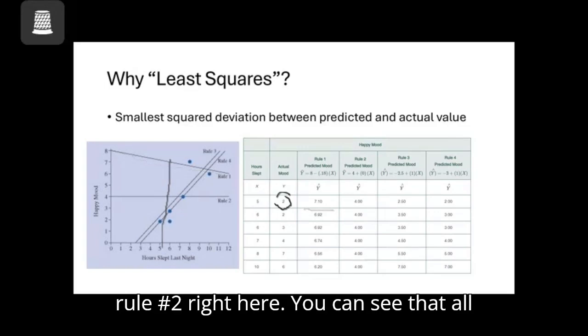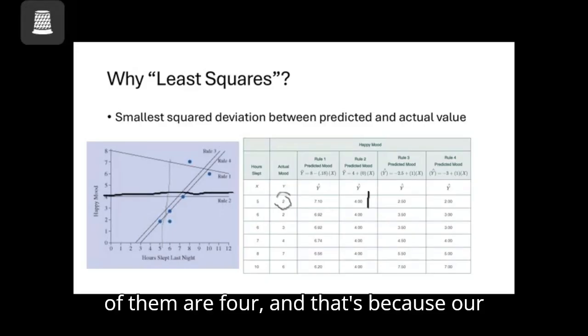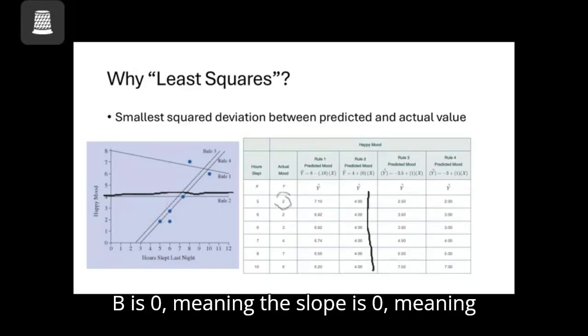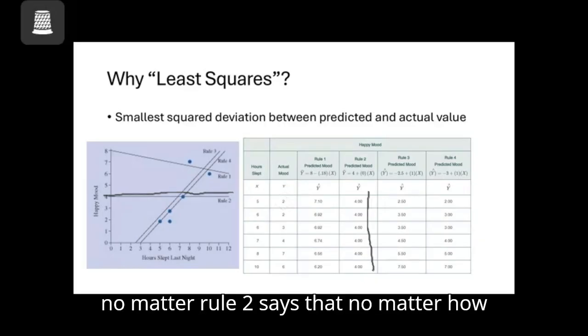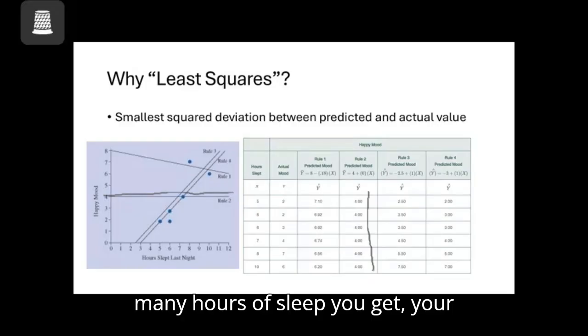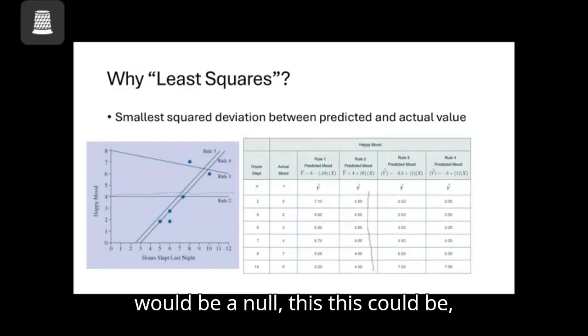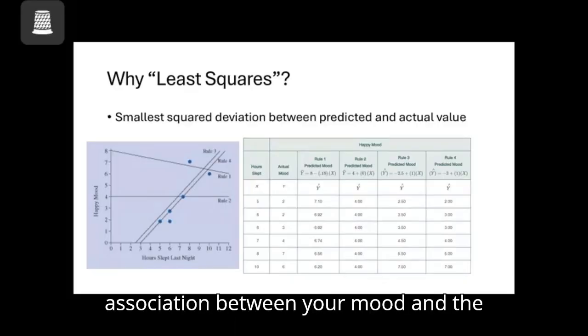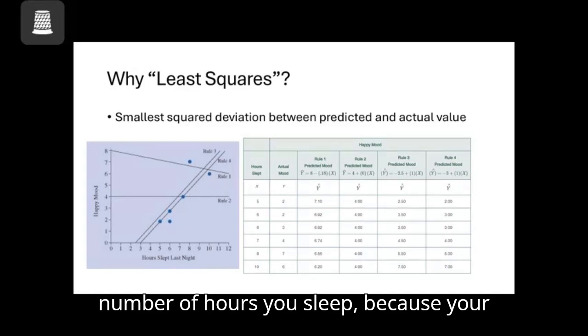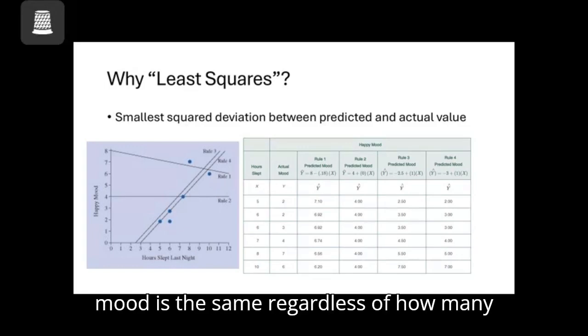For rule number 2, right here, you can see that all of them are 4. And that's because our B is 0, meaning the slope is 0, meaning it's a straight line. So rule 2 says that no matter how many hours of sleep you get, your mood is going to be a 4. This would be a null. This is basically a null hypothesis, saying that there is no actual association between your mood and the number of hours you sleep, because your mood is the same regardless of how many hours you sleep.